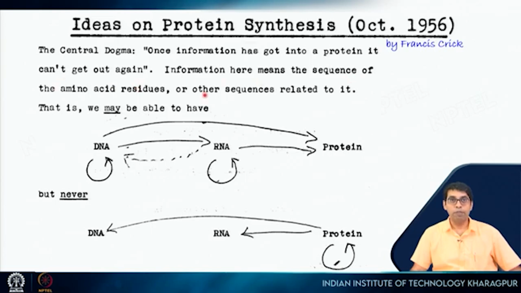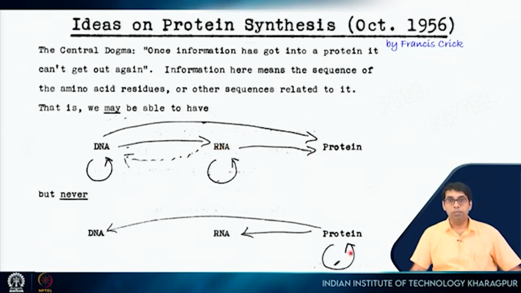Information here means the sequence of the amino acid residues or other sequences related to it. So what he proposed is that DNA has information which can be copied to make more DNA. That information can be used to make RNA. Information from RNA can be used to make DNA. Information from RNA can be used to make more RNA. Information from DNA can be used directly to make protein, or information from RNA can be used to make protein.